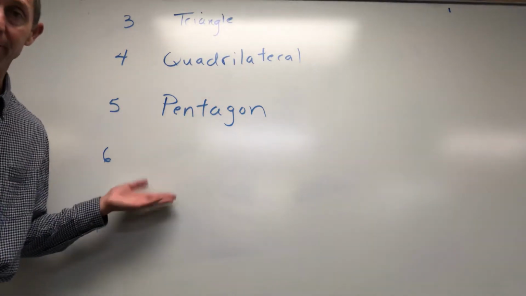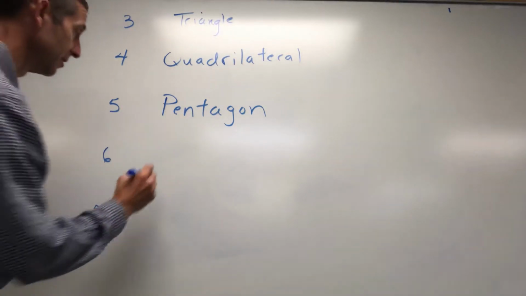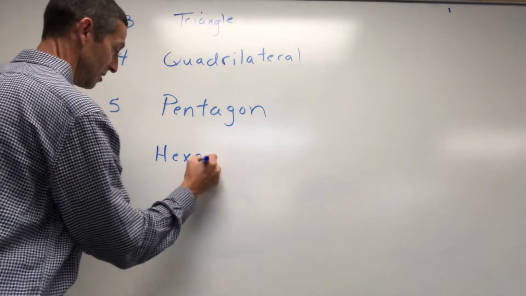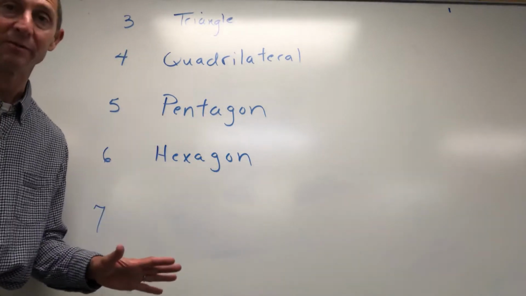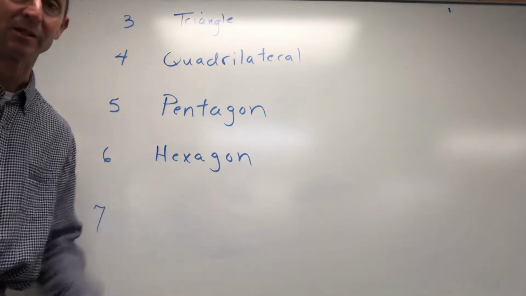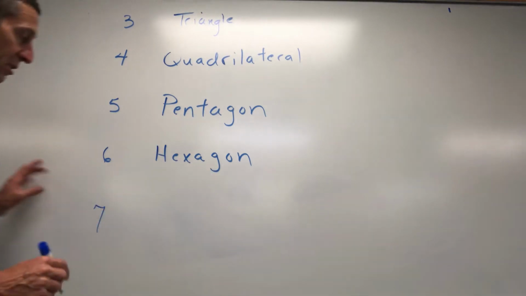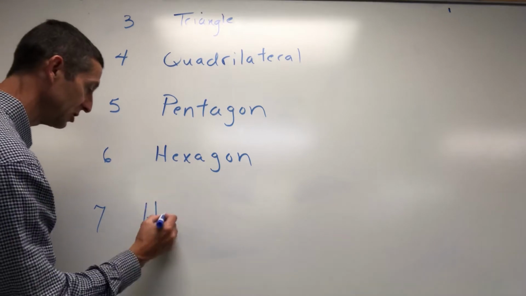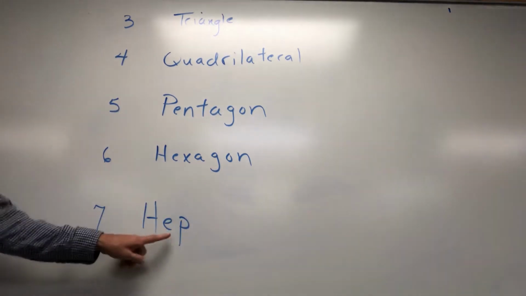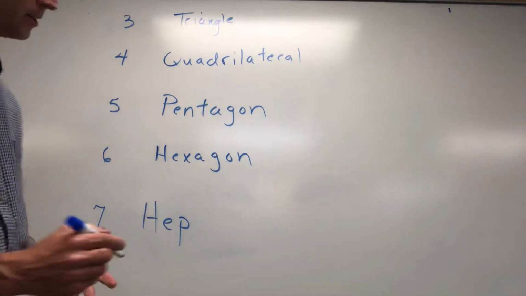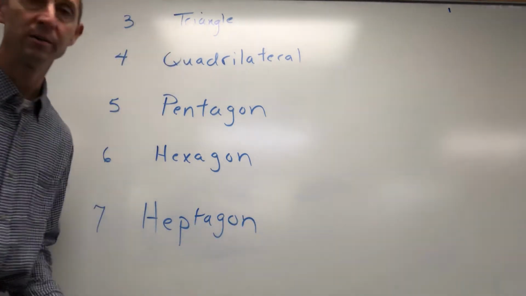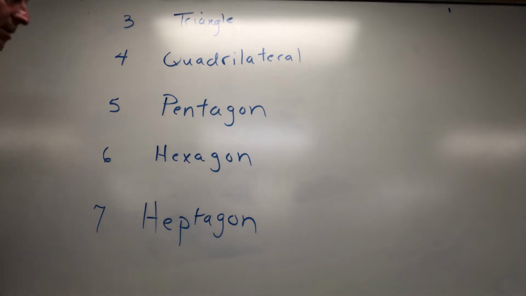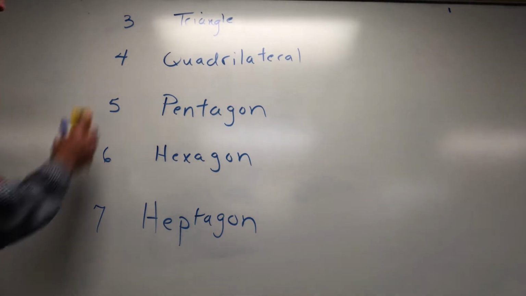Six sides. So you think, I know six, that's a hexagon. But it's seven sides that nobody ever knows. A seven-sided figure, people guess on it. It's a weird spelling. It actually starts with an H, but there's this P in there. It's a heptagon. So heptagon is for seven sides. All right, so there's 3, 4, 5, 6, 7.